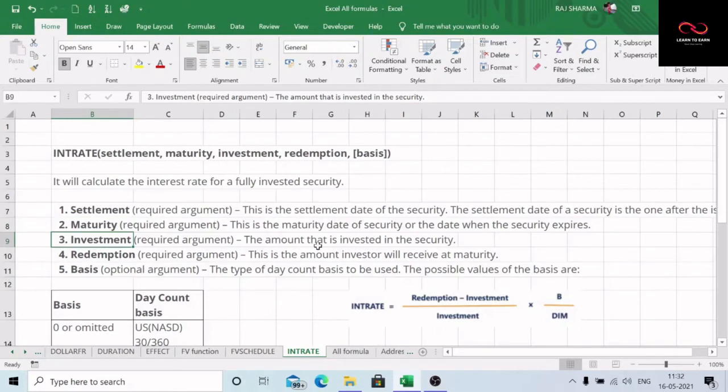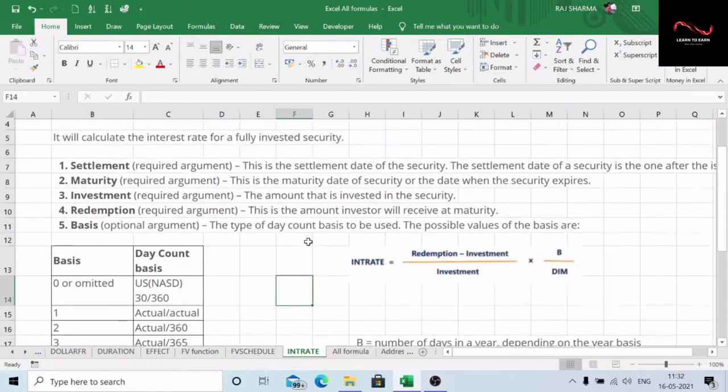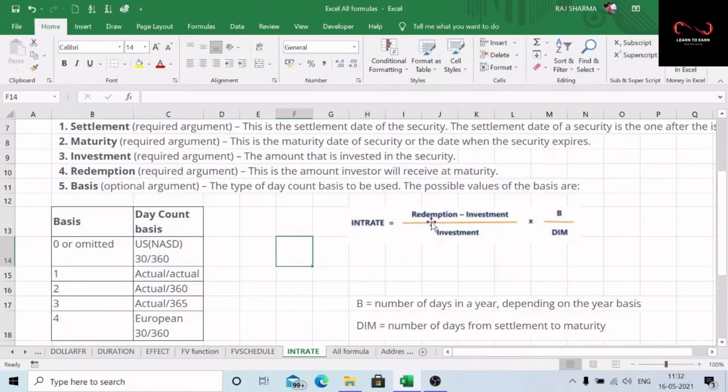Then investment is the amount that is invested. Redemption is the amount which the investor is going to get on maturity, and basis is the day count convention which is being used. Day count conventions are basically of 5 types. We have to put 0 if we are using the day count convention of 30 by 360, that is US. Then 1 for actual by actual, 2 for actual by 360, 3 for actual by 365, and 4 for European 30 by 360.